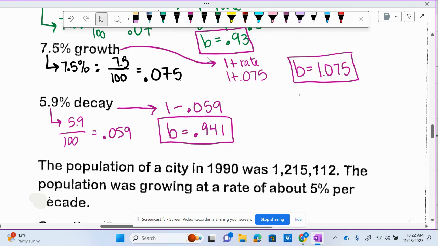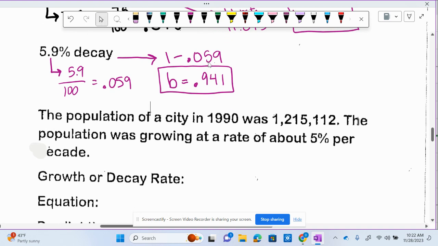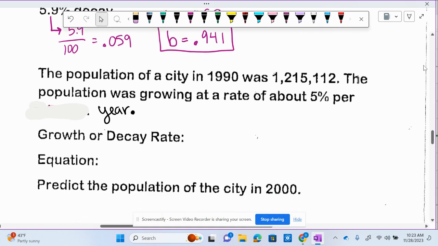Okay, so let's start a couple of word problems. This first word problem says decade right down here, and that's too advanced. So I whited out the word decade. You guys just cross it out and change that to say year. The population of a city in 1990 was 1,215,112. The population is growing at a rate of about 5% per year.